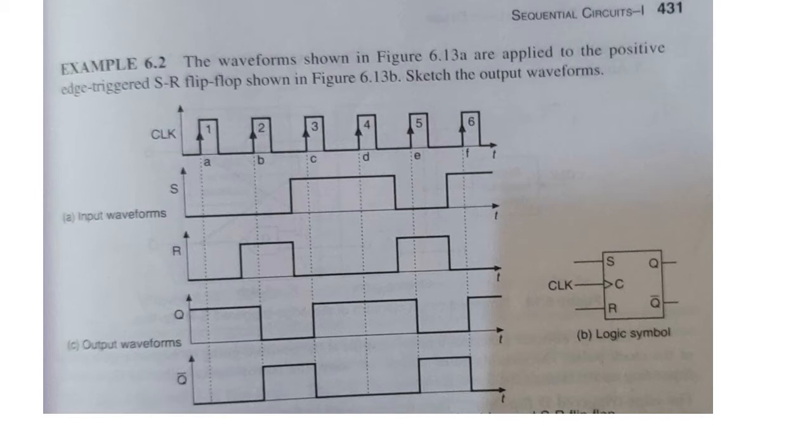Again, if we consider the third clock pulse and check the value of S and R, the value of S is 1 and R is 0. That means you have to set the flip-flop with the value 1. So the output waveform will transit from level low to level high, and it will maintain in the high level until the fourth clock pulse.